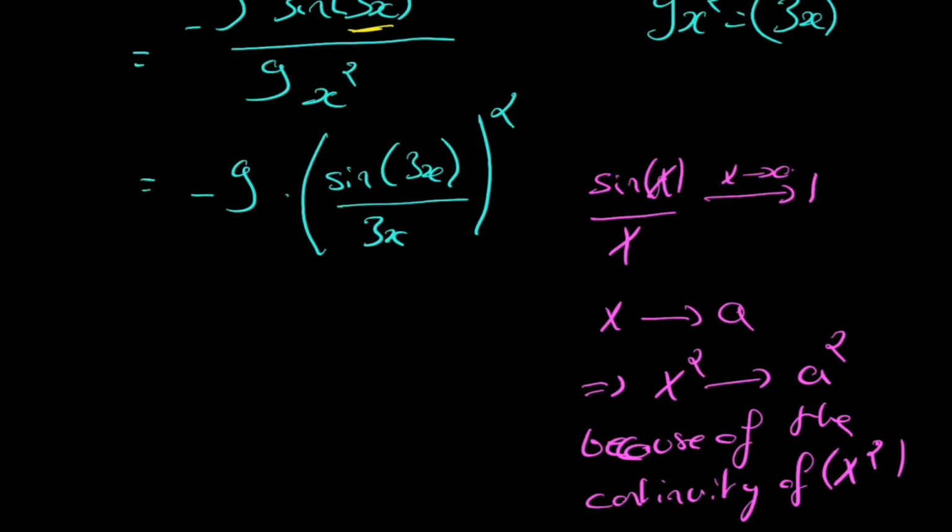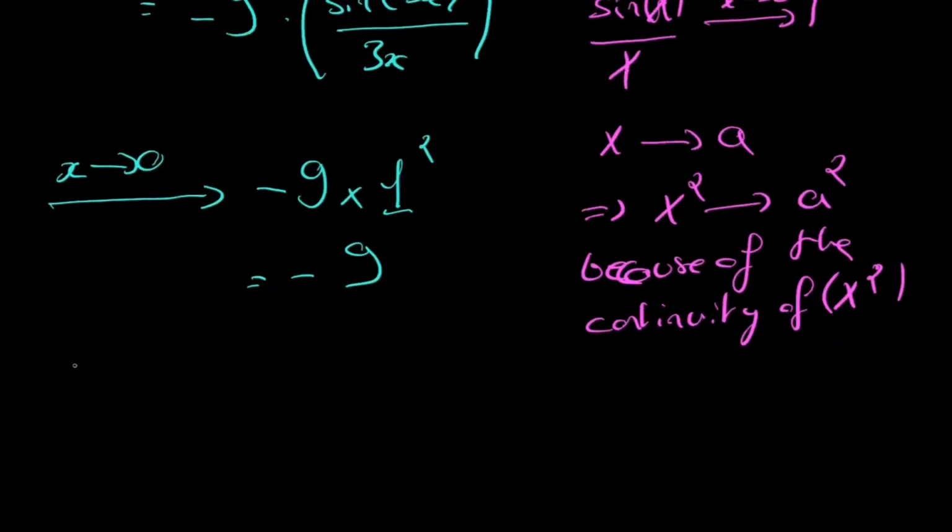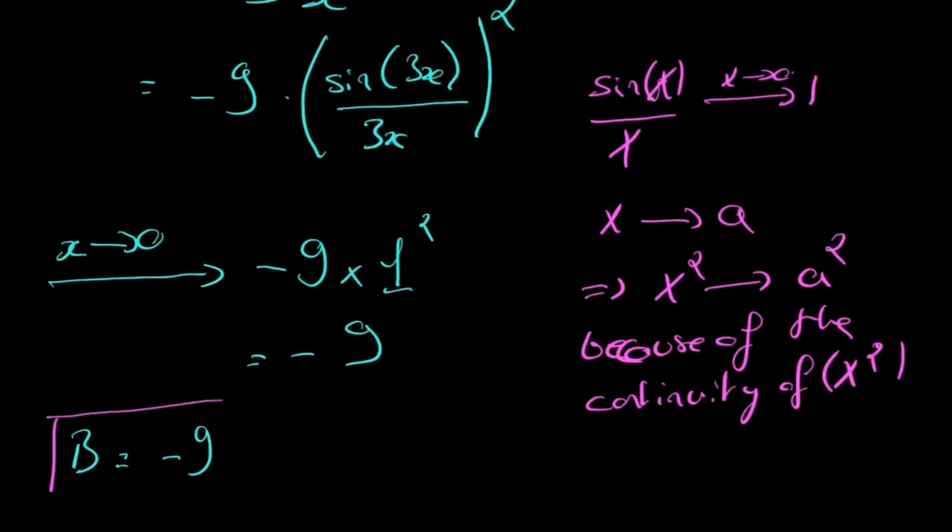Okay, so now this thing will tend, when x tends to 0, to minus 9 times 1 squared, because when x tends to 0, we've got 3x that tends to 0 as well. Minus 9 times 1 squared is equal to minus 9. In conclusion, we've got b is equal to minus 9. So b was the limit in 0 of b of x.